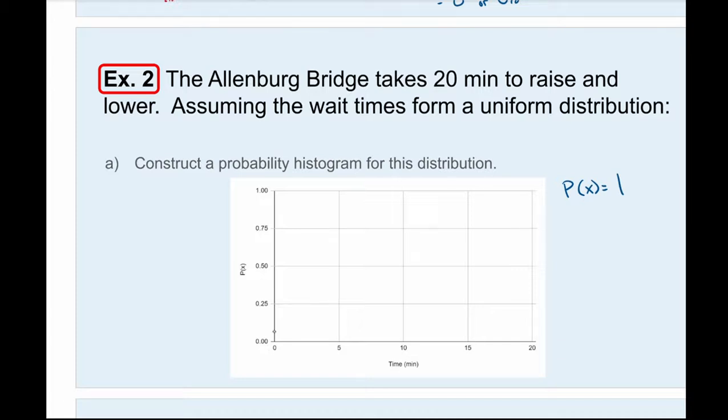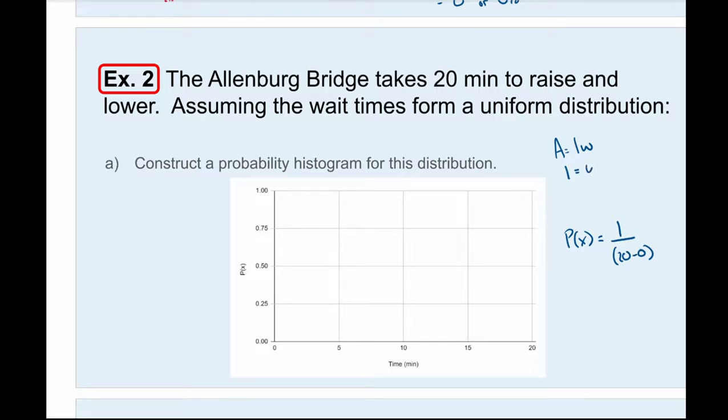I have at least an interval of entire thing of 20, because I know it has to go from 0 to 20. So the way I can figure this out is that I can figure out the probability is equal to 1 divided by 20 minus 0. Or in other words, I know that if I find my area, which is length times width, I know the area has to be 1.